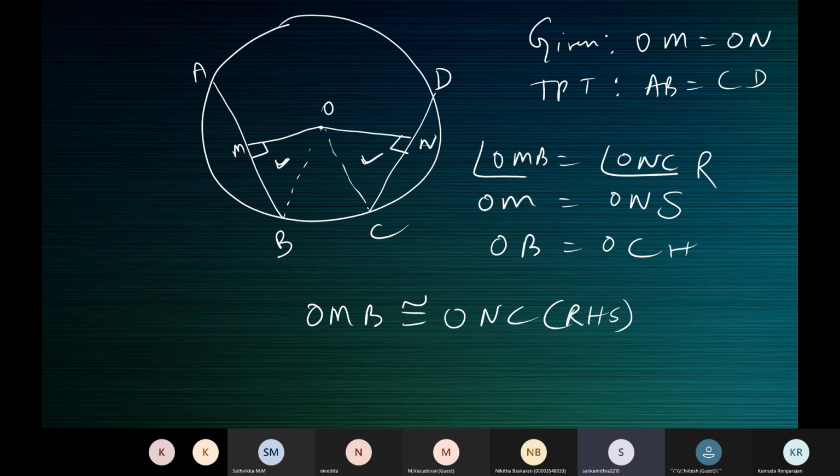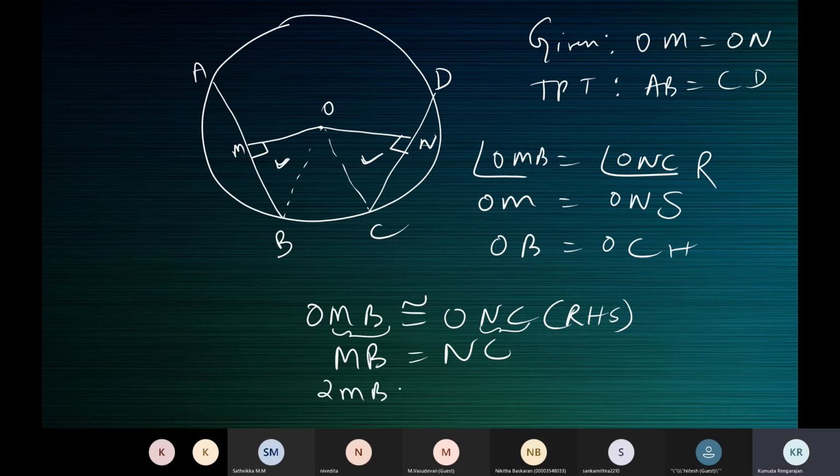What do we have? MB is equal to NC, by CPCTC. Very good. Sorry, children. Yes, MB is equal to NC, then? Twice of MB will be equal to twice of NC. Doubles of equals are also equal.